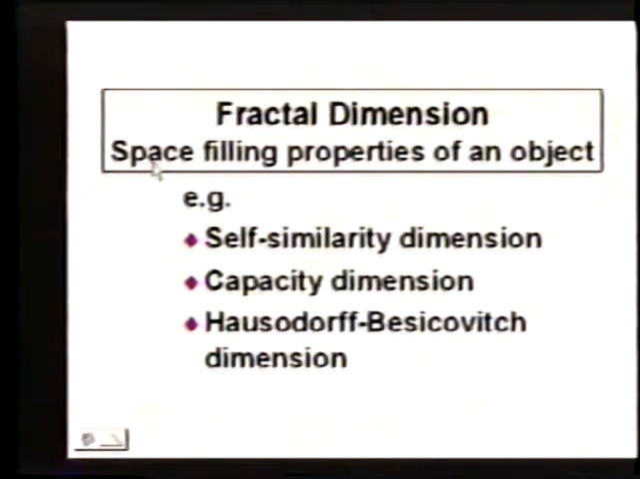And the fractal dimension determines the space-filling properties of an object. So that's the crucial aspect of the fractal dimension, that it tells you about the space-filling properties of an object. And examples of the fractal dimension are the self-similarity dimension, capacity, and the Hausdorff, so there's no O here in the middle, the Hausdorff-Besicovitch dimension.